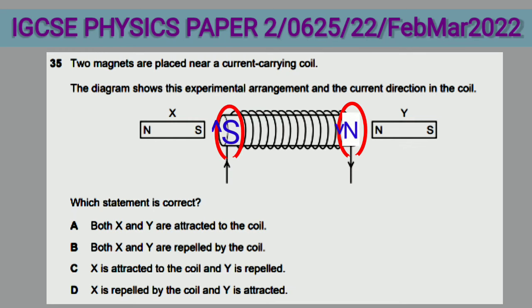be north pole. You can see south pole is developed near south pole and north pole is developed near north pole. Since like poles repel each other, both magnets X and Y will be repelled by the coil, and correct answer here is option B. Both X and Y are repelled by the coil.